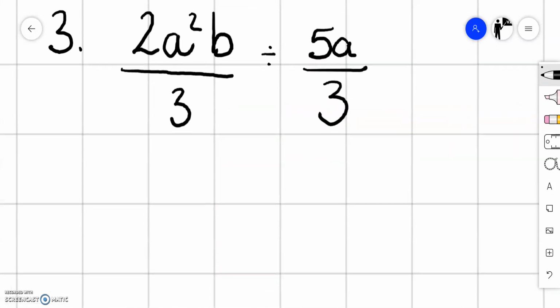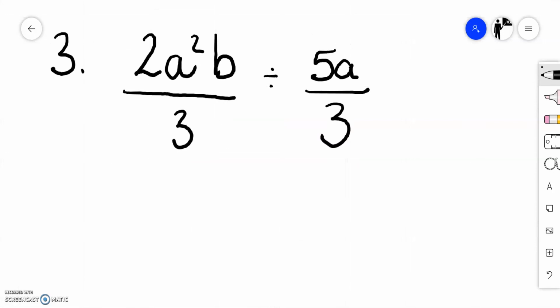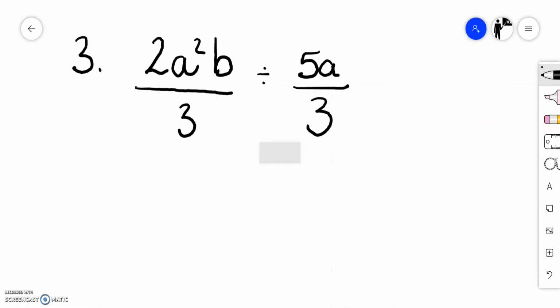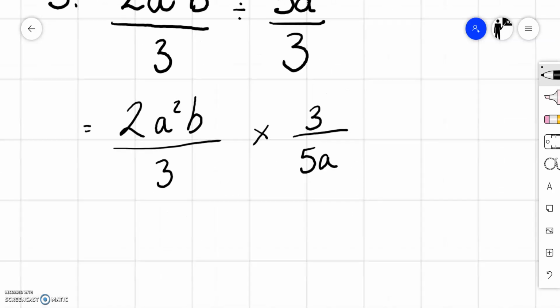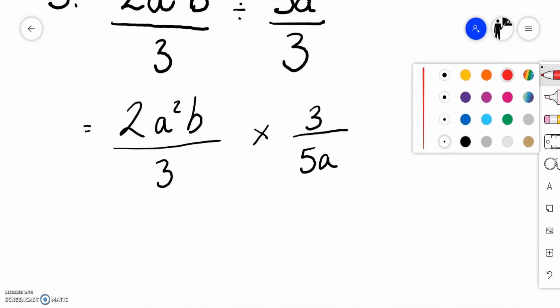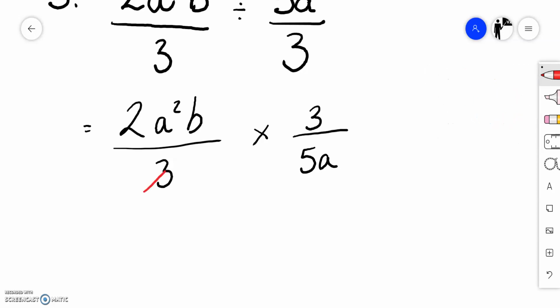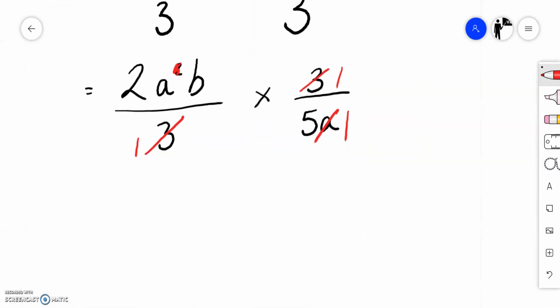Okay, so for this final example, 2a squared b over 3 divided by 5a over 3. Well, we're dividing, so we flip the second fraction and divide becomes times. You can see our diagonals now. We can only look at the diagonals when we multiply. 3 goes into this once and 3 goes into this once. The other diagonal, 2 and 5, I can't do anything with. But this a would simplify with one of the a's from a squared.